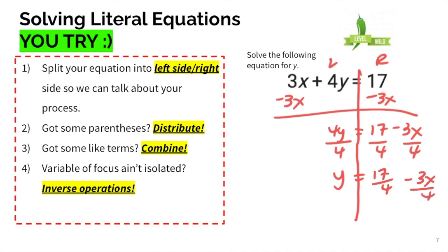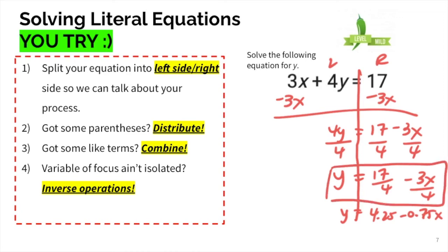Okay, if you wanted to convert it to a decimal, you could have also written it as 4.25 minus 0.75x. In my opinion, I actually think that this looks worse, so I'm just going to keep my equation in fraction form. Right? If you wrote it in decimal form over here, that's totally fine as well.